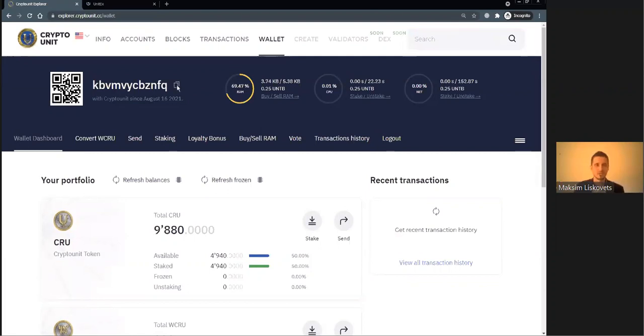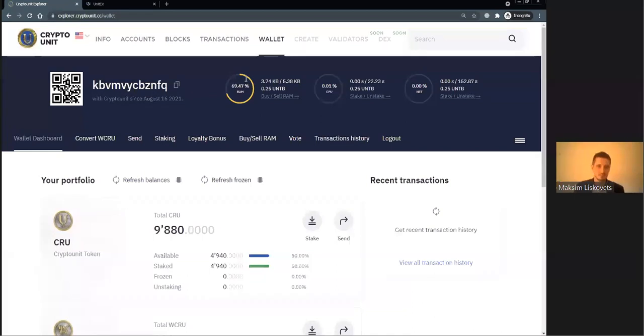But there is a great function which actually could copy without highlighting it. So you simply press this icon and then the name of your wallet will be copied automatically. And this way you will avoid some mistakes. Maybe you copied something extra. Simply press this icon, copy.